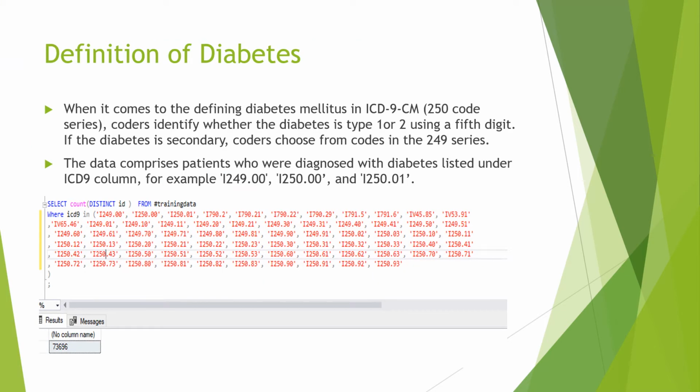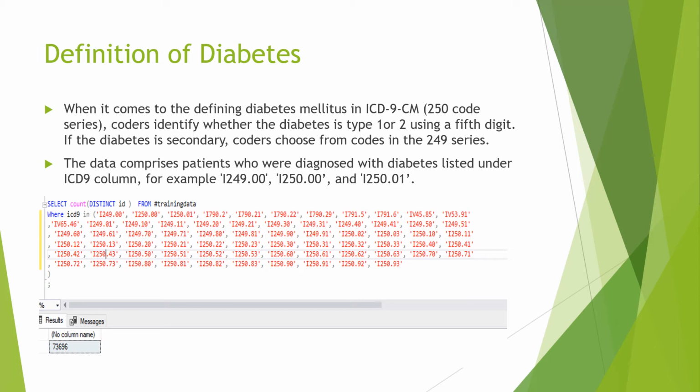When it comes to identifying diabetes mellitus in ICD-9 CM, coders identify whether the diabetes is type 1 or type 2 using a fifth digit. If the diabetes is secondary, coders choose from codes in the 249 series.